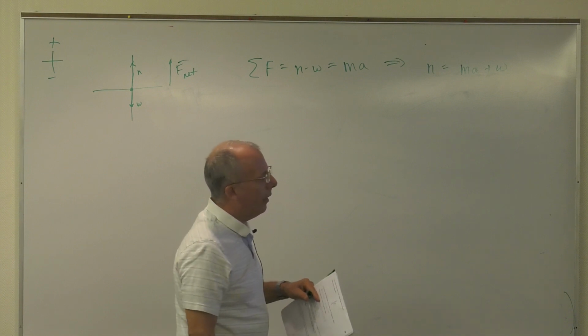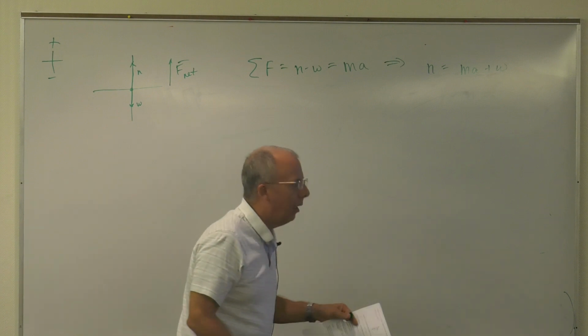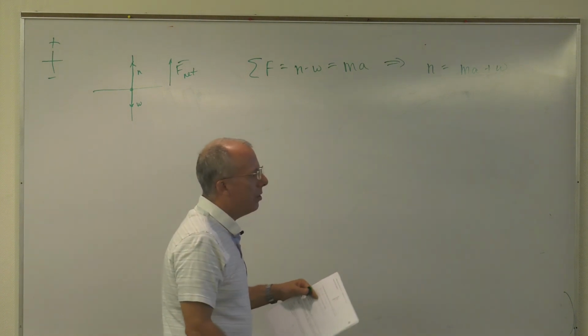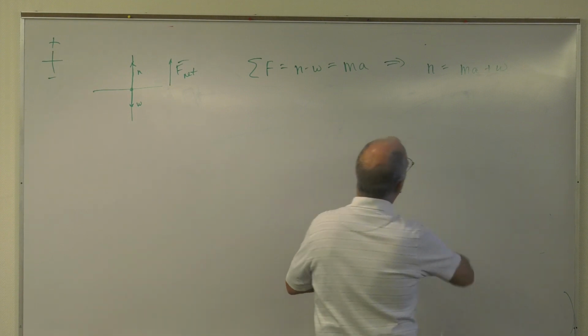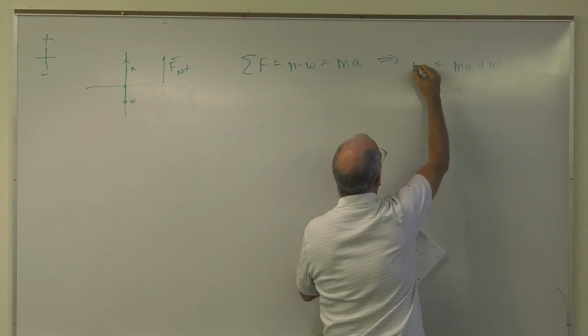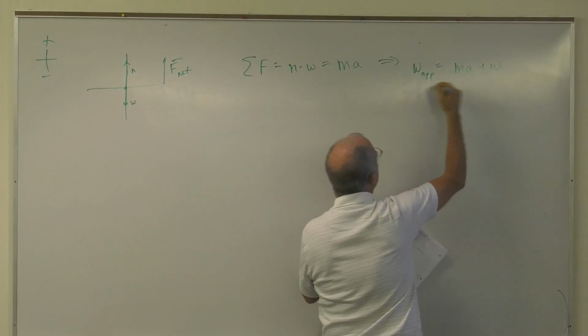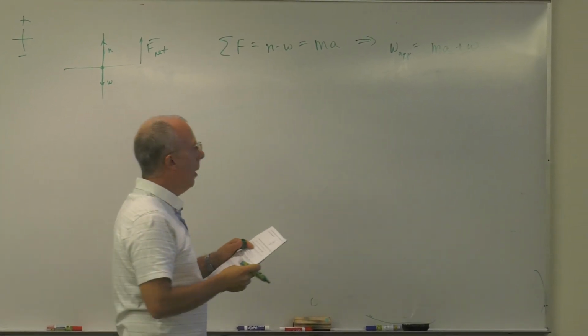The apparent weight is the magnitude of the supporting contact forces. Well, for this problem, what's the supporting contact force? It's the normal force. Okay, so we're going to call this normal force the apparent weight. So apparent weight, there it is, all right? It's equal to the regular weight, W, plus ma.